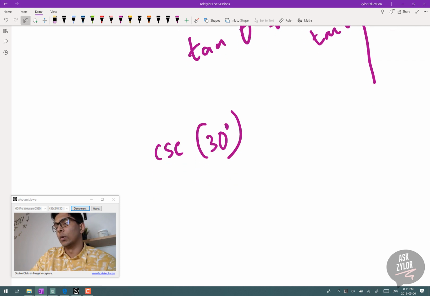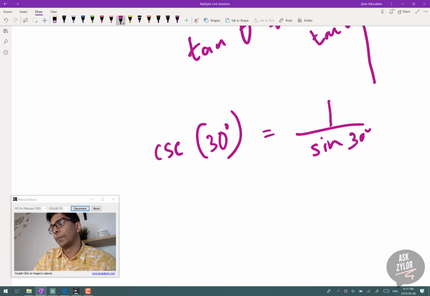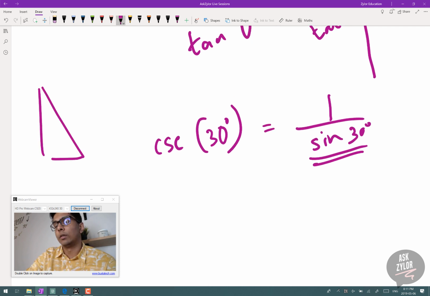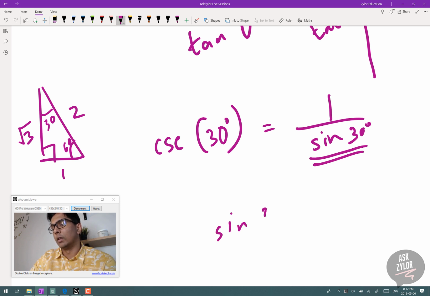So if we're asked what is cosecant 30, then we know that cosecant 30 is the same as 1 over sine 30. And sine 30 I should be able to get because I can use the special triangles, right? 30, 60. This is 1, 2, square root 3. Right? So the opposite over hypotenuse for sine 30 ends up being 1 over 2. So sine 30 is 1 over 2.